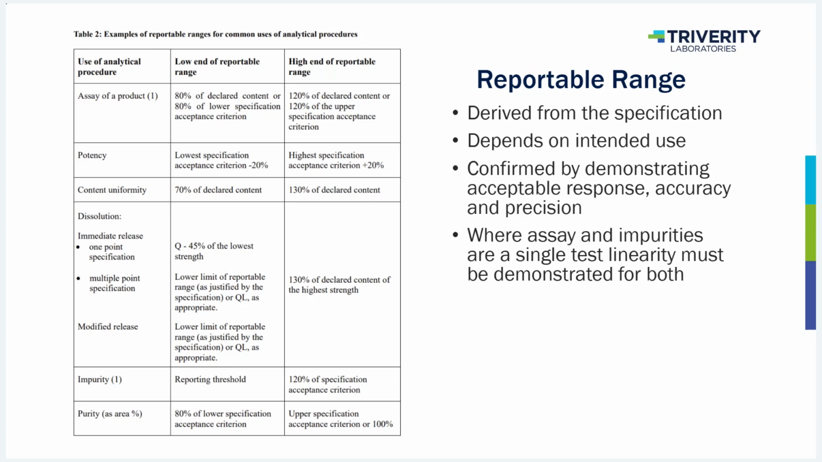Potency is for biologic methods. Again, that's plus or minus 20% of the acceptance criteria. Content uniformity is 70 to 130% of the content.